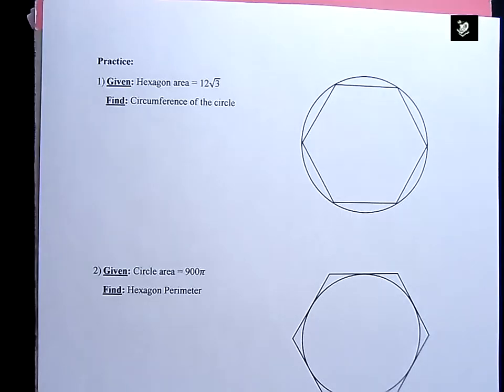So now we move on to the practice. I'm going to give you a chance. Look at number 1 first. You are given a hexagon inscribed in a circle, and the area of that hexagon is 12 root 3. See if you can use that to find the circumference of the circle.